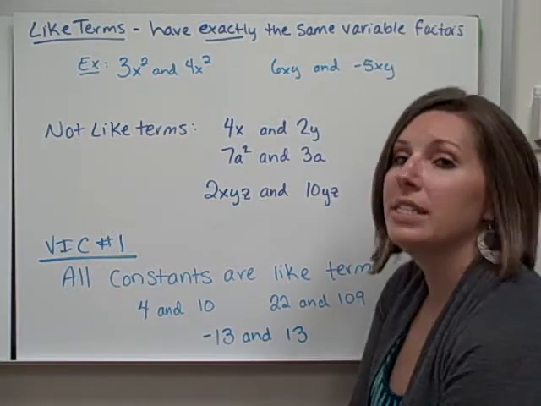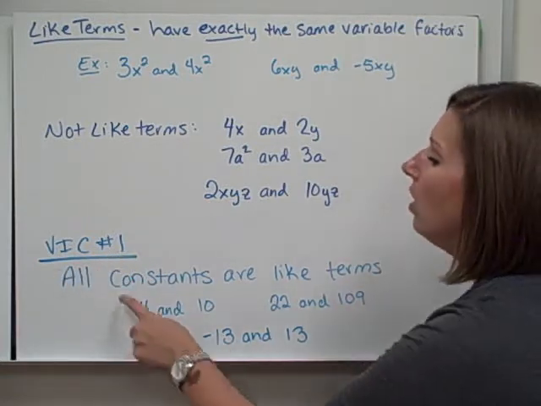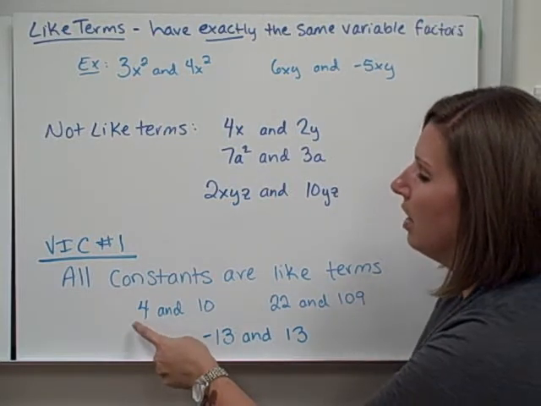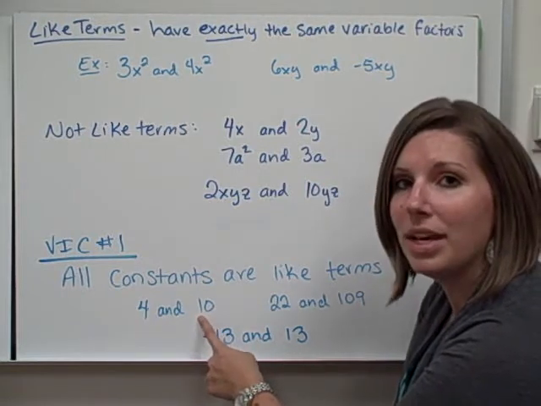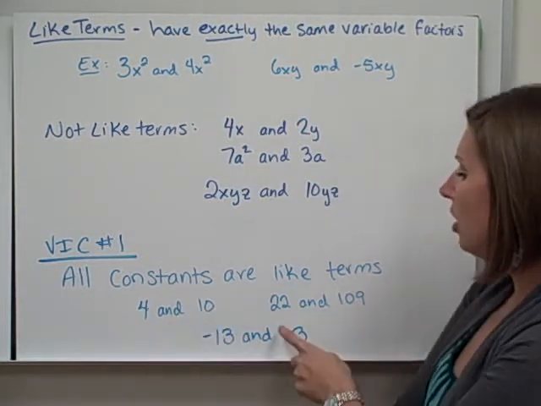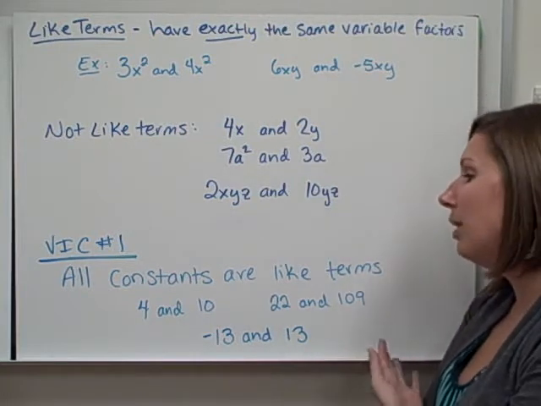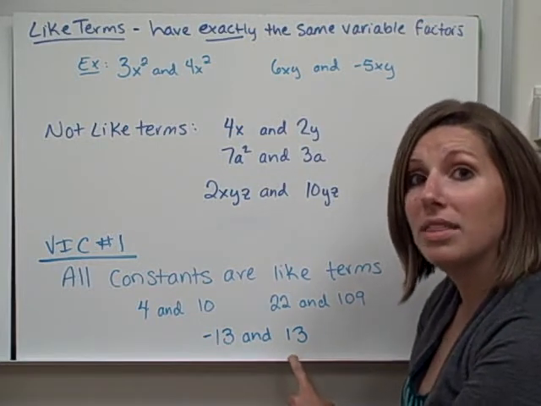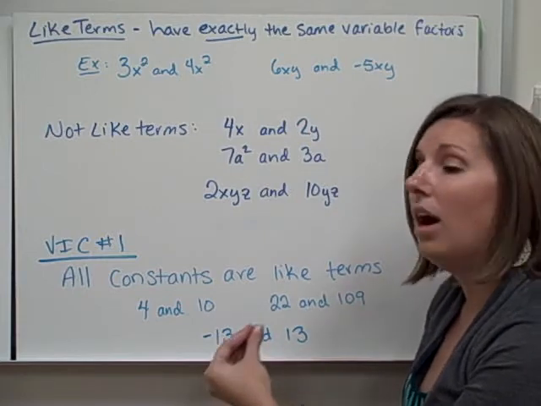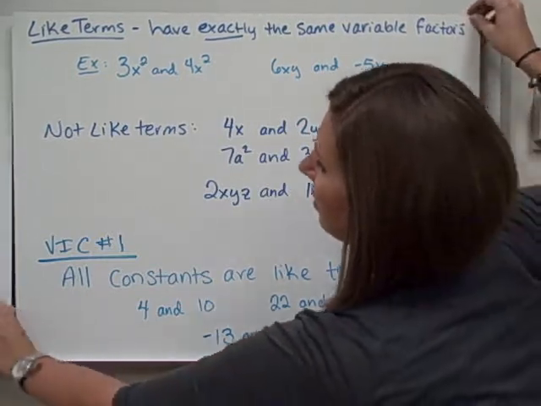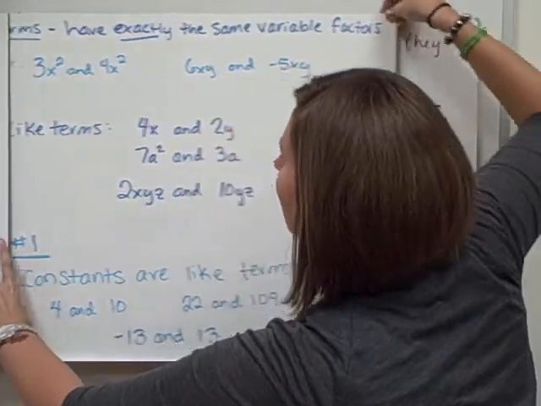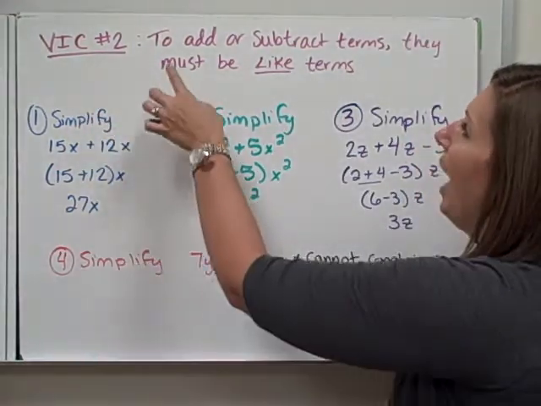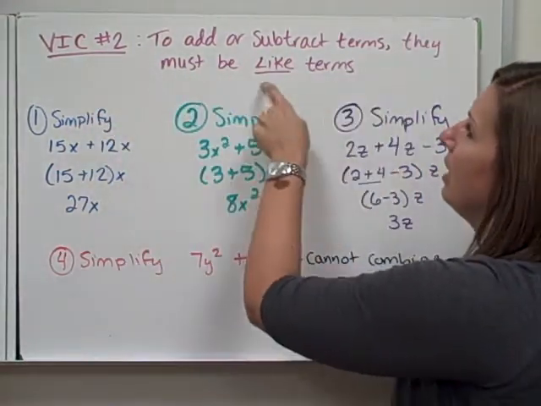VIC number 1. VIC stands for a very important concept. All constants are like terms. That's very important. So if I have a problem that has me combining a 4 and 10, I can, because they're constants. They are like terms. 22 and 109, those would be like terms. Negative 13 and positive 13, those are like terms. If I had to combine them, I could. VIC number 2. To add or subtract terms, they must be like terms.